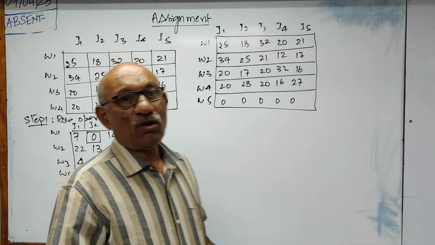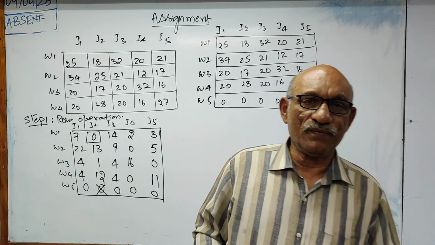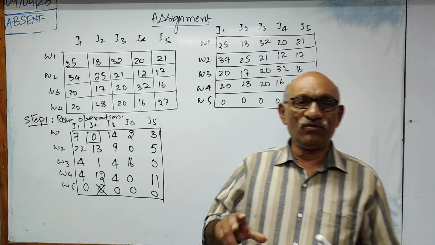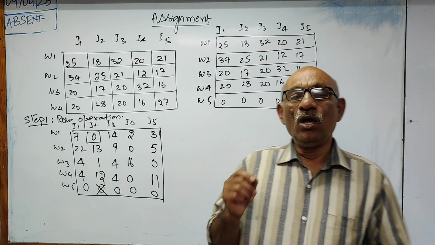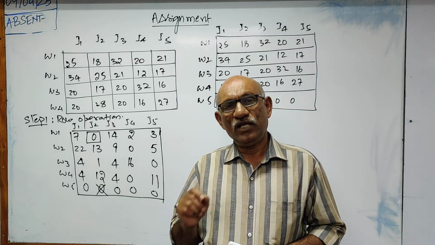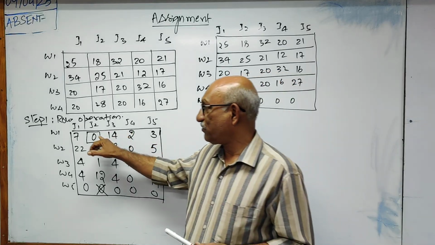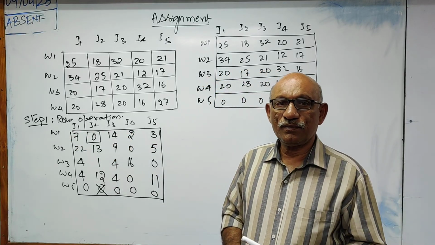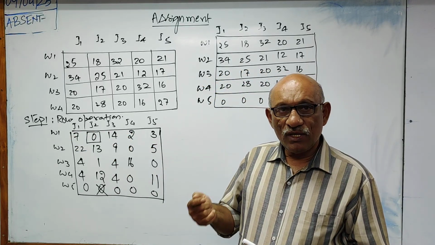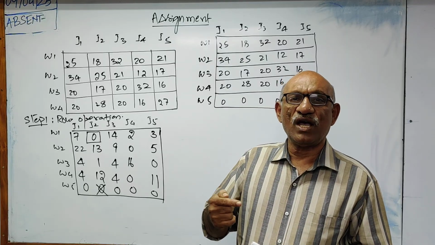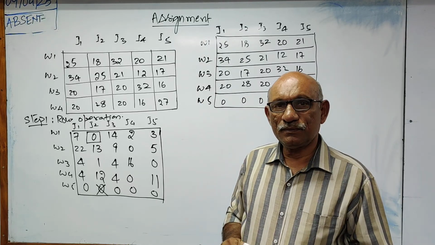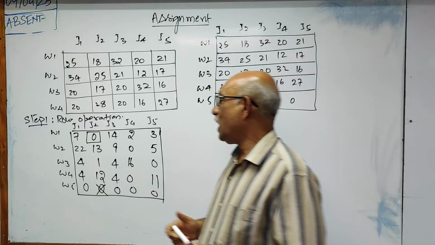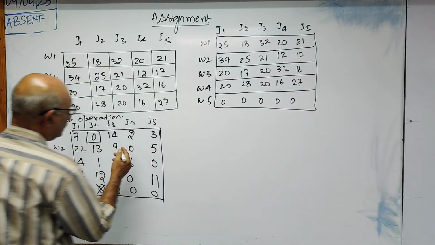Because assignment is always on a 1-to-1 basis. That is, a job is assigned to one worker only. The same job cannot be assigned to more than one worker. Clear? Now go to the second row.